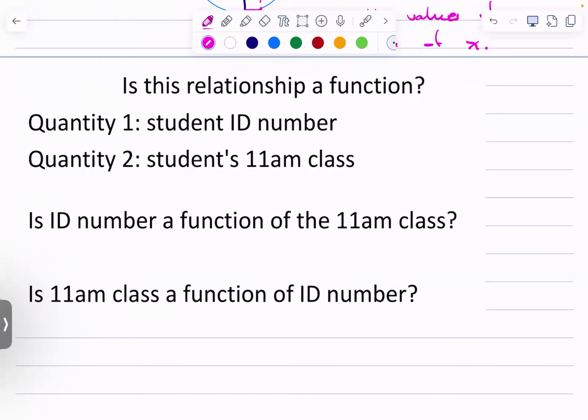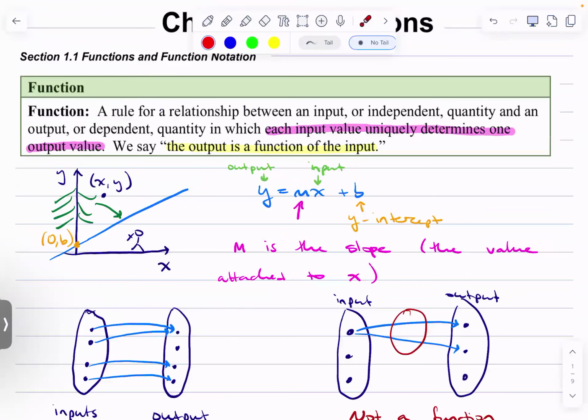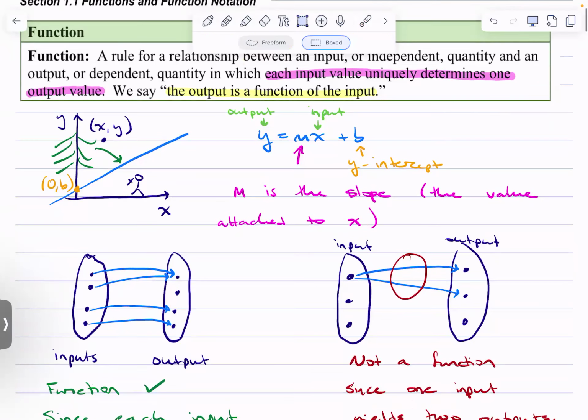If we have two quantities, student ID number and the student's 11 a.m. class, okay, is this relationship a function? Okay, and so we've got two different phrasings of it. And remember, just going back to up here, we say that the output is a function of the input. Okay? And so maybe I'll snag that here so we can have it copy.